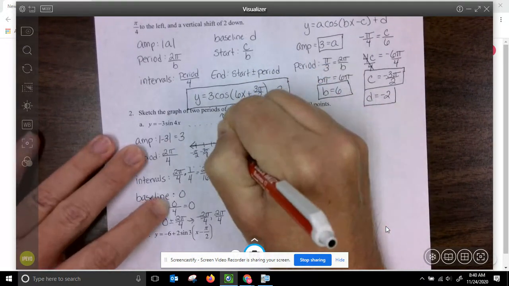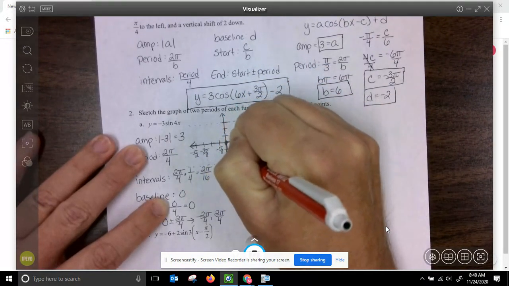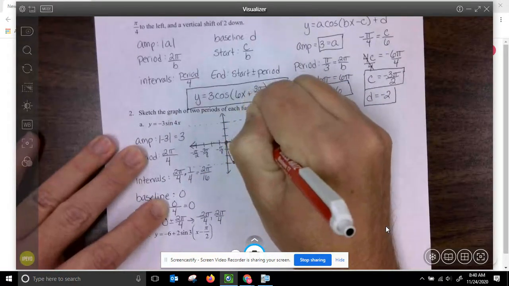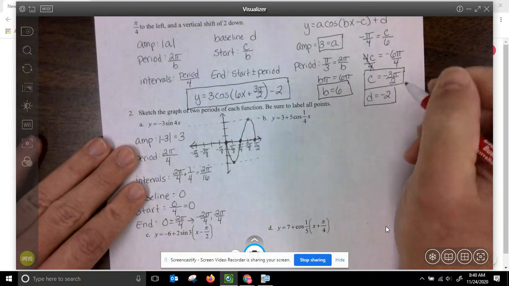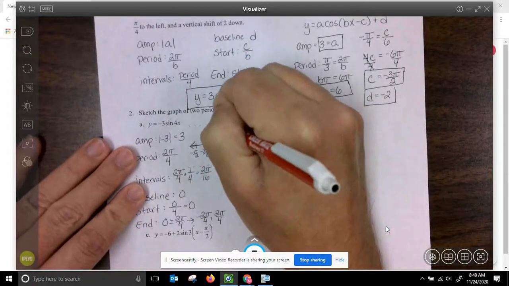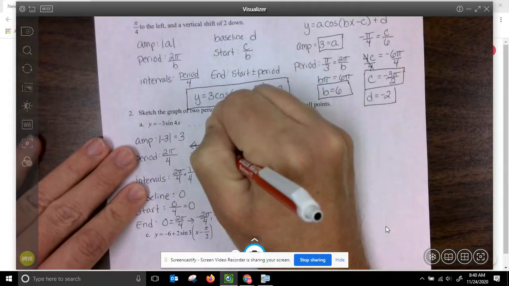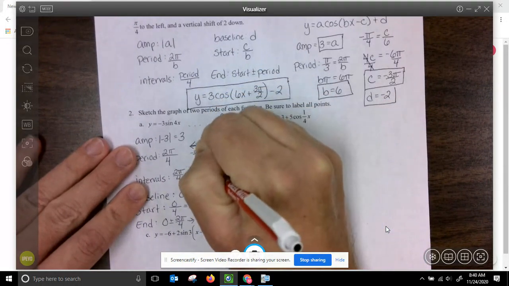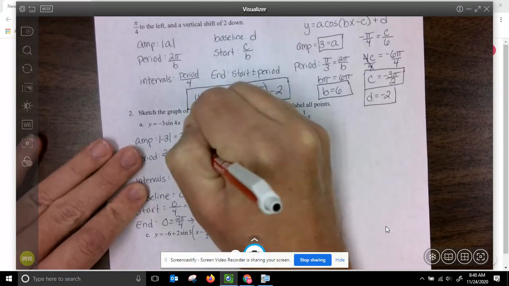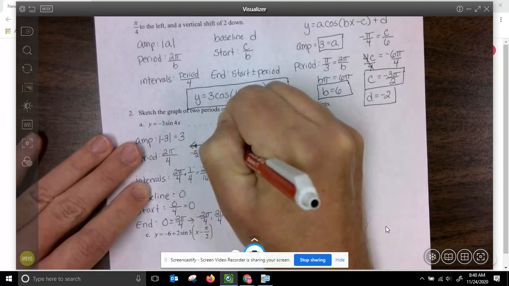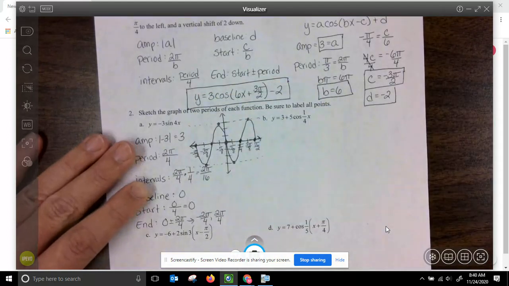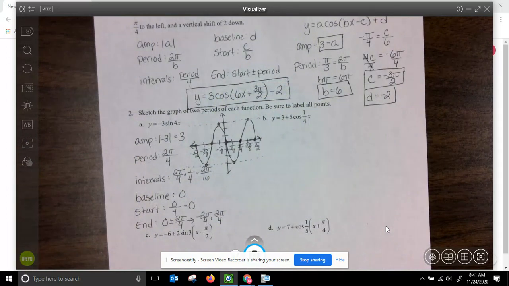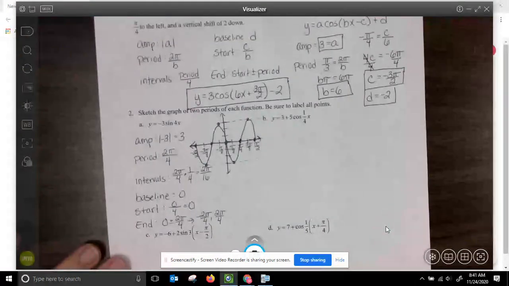All right, so if you want to connect these with a nice smooth curve first, we can kind of see what our curve is going to be looking like. All right, so if we want to keep that pattern, we would have to go up here, back to my baseline here, down to my minimum here, and back to my baseline here. So again, connect these with a nice smooth curve, and there is our graph. y equals -3 sine of 4x.